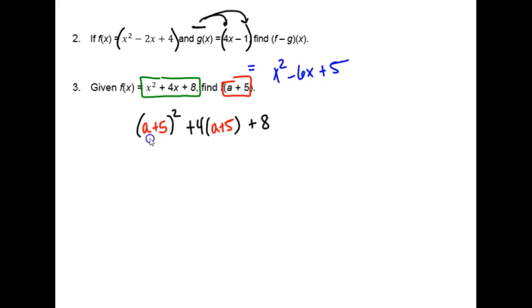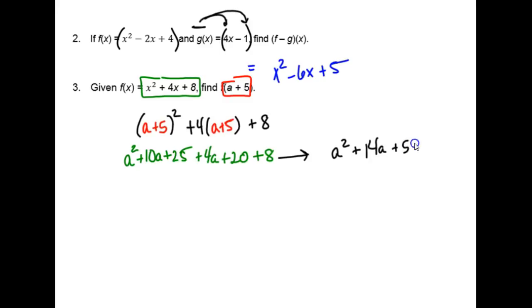You have to remember that a plus 5 quantity squared is a squared plus 10a plus 25. If you have to write that out the long way, you go right ahead. And then continue distributing, this time the 4, so plus 4a plus 20, and then plus 8. And when you simplify and collect all your like terms, looks like we get a squared plus 14a plus 53, I think. Yeah, I don't know. Sometimes I can't add. Apologies if I do things wrong.